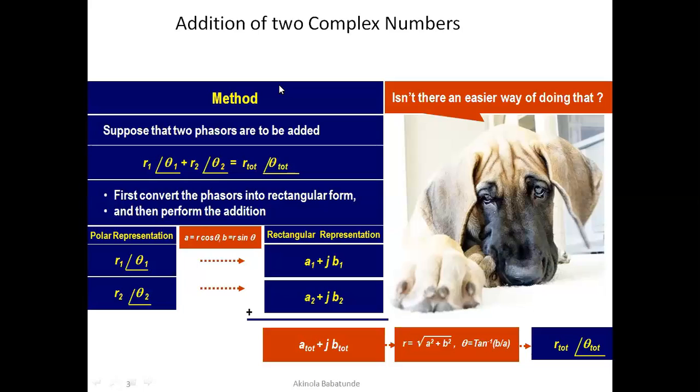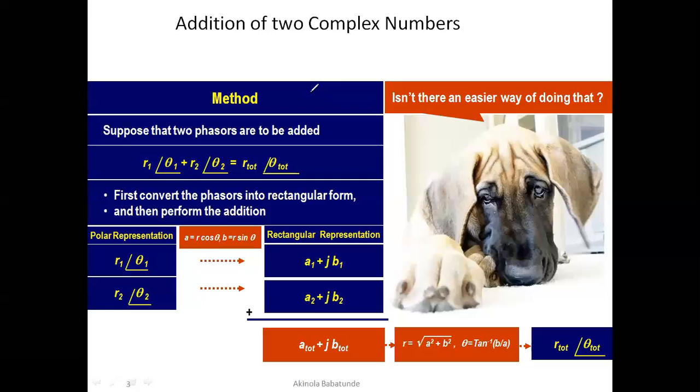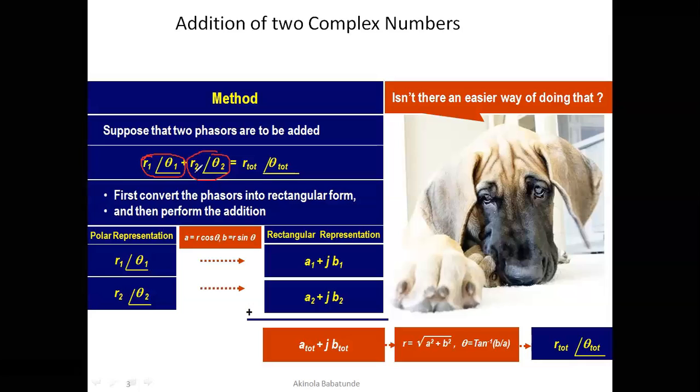How do we add two complex numbers together? For example, suppose that we have two phasors that should be added together. What you see here is phasor one, and then this is the second one. R1 represents resultant 1, R2 represents resultant 2. Theta 1 represents phase 1, theta 2 represents phase 2.